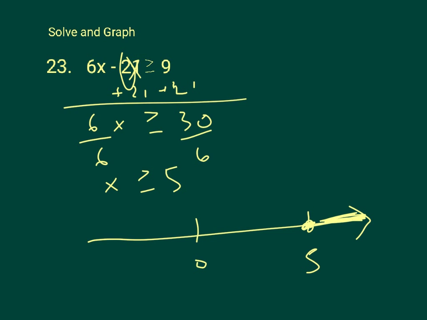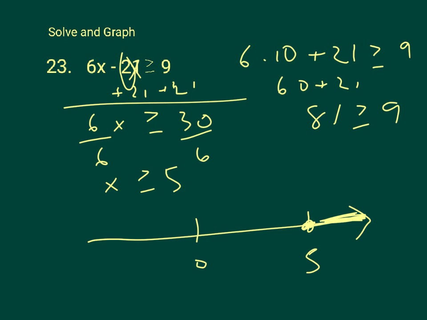It's a good idea to come back and check. Like, if it's greater than 5, it could be 10. Maybe 10 would work. So we would say 6 times 10 plus 21. Is it true that's greater than or equal to 9? 60 plus 21 is 81, and that's greater than 9. It just helps you know that you went the right direction here when you put all this stuff in.